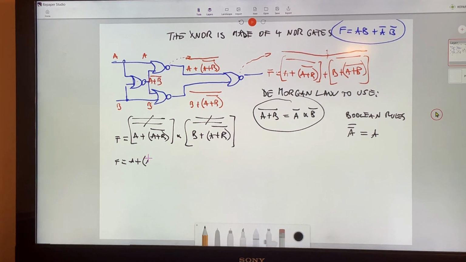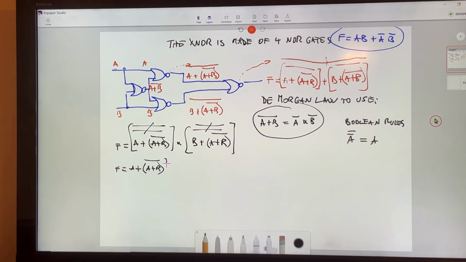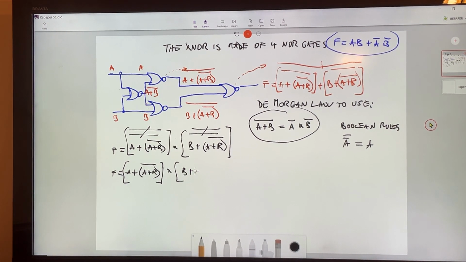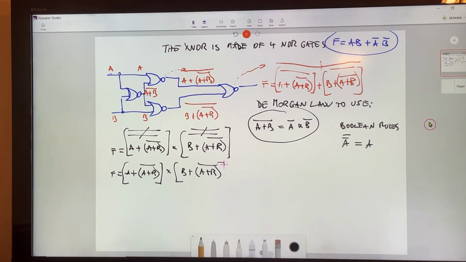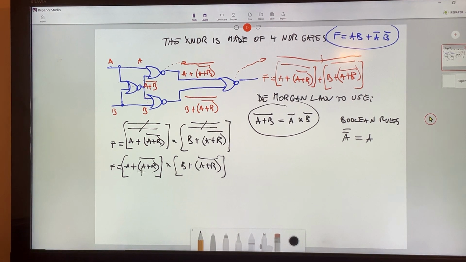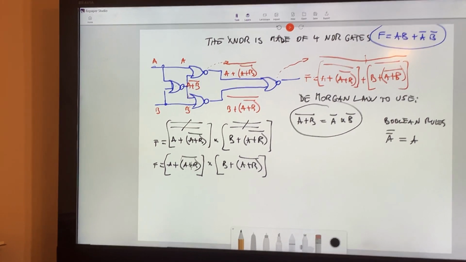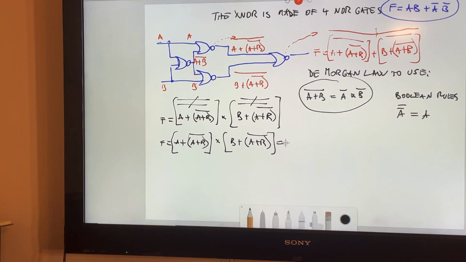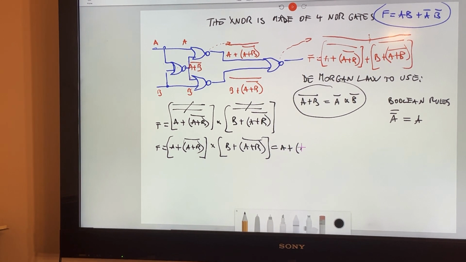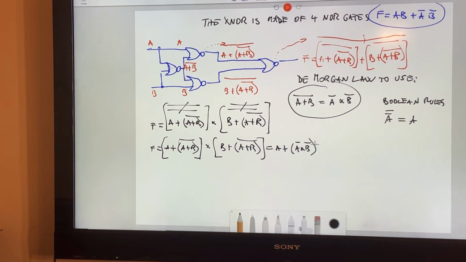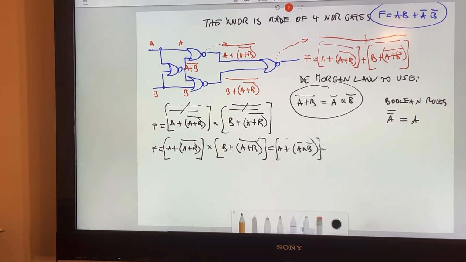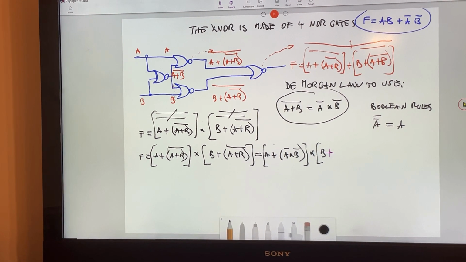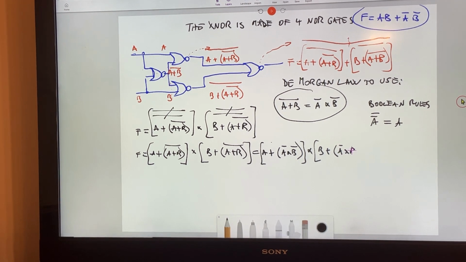A plus B with a bar, and all that is going to be times B plus A plus B with a bar. But now we can still simplify because that expression is exactly the DeMorgan law we see over here. So we're going to rewrite it like that. It's going to become A plus A bar times B bar, and all that is times, this one won't change, B plus A bar times B bar.